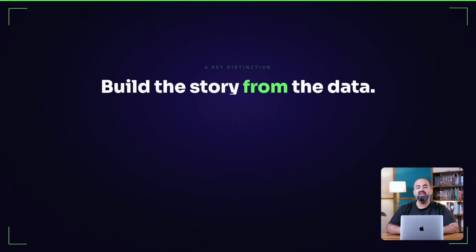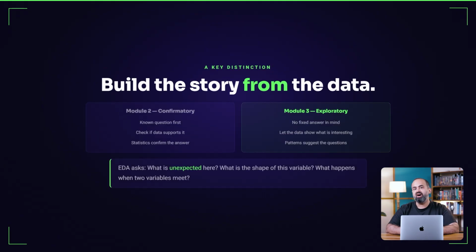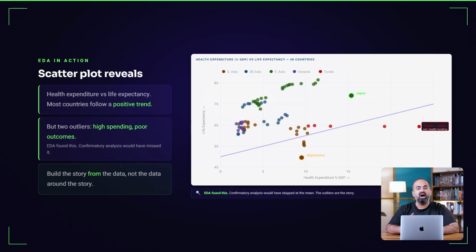There you knew what you were looking for. You had a specific decision question. Now, EDA is different. You start without a specific answer in mind. You let the data show you what is interesting. You ask, what is unexpected here? What is the distribution of this variable? Is it what I would have predicted? What happens when I look at two variables together? Do they move in the way I expected? EDA is how you build the story from the data, rather than building the data around the story.